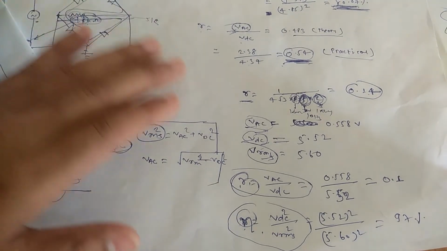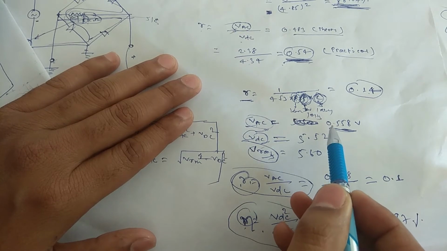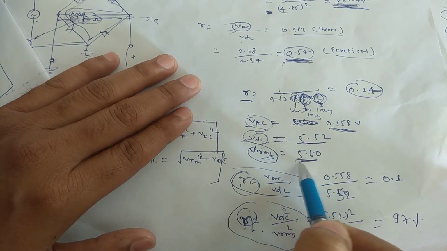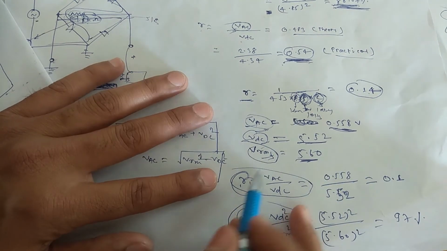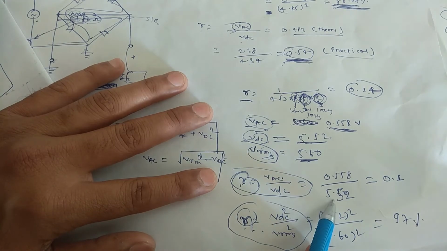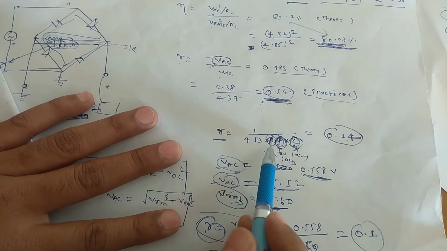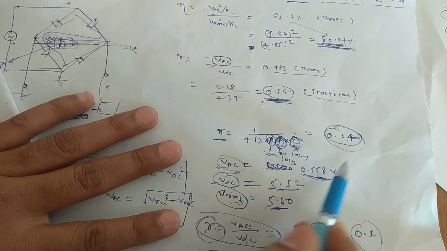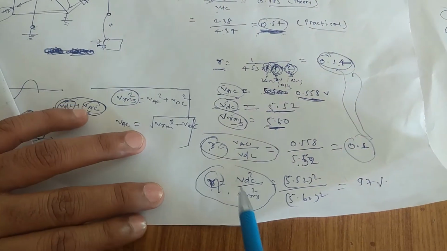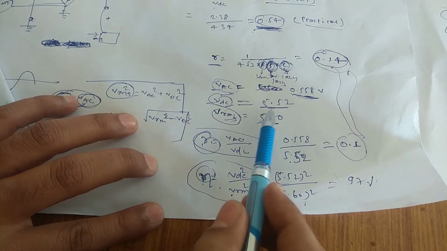Now if you see the calculated AC value is 0.558, around 550 millivolt we have calculated, and VDC is 5.52 and VRMS is 5.60. Now if I calculate the ripple factor with VAC 0.558 and 5.52, it is around 0.1. And from the literature, with this variation, we have calculated around 0.14. It is almost matching.